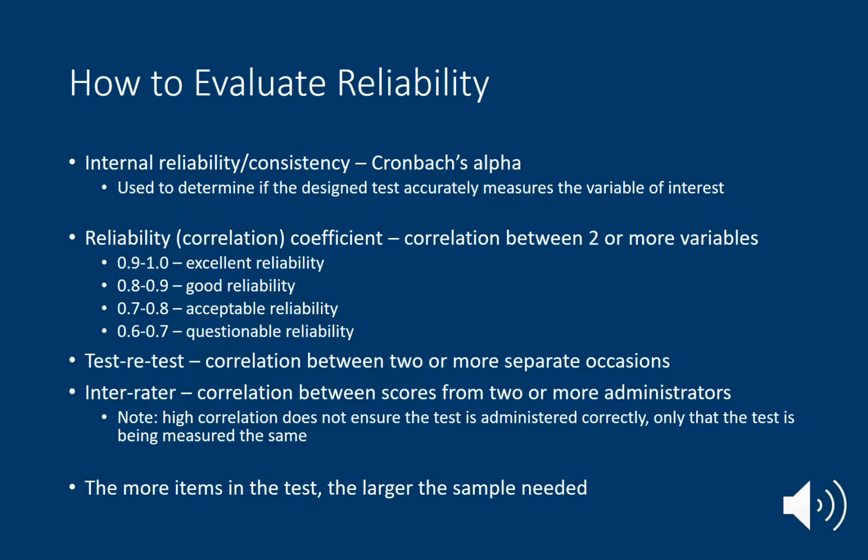And it's really important to note that just because we get a high correlation with either of these, it doesn't mean that the test is being administered correctly, only that the test is being measured approximately the same between times. And when we're evaluating reliability, the more items there are in the test, the larger the sample we need. For example, if we have a test of, say, 50 items, we're probably going to need a pretty large sample. So 27 individuals is likely not enough to get a very good estimate of reliability.